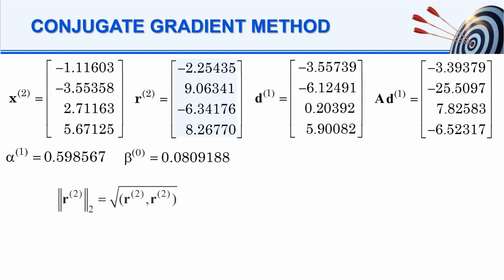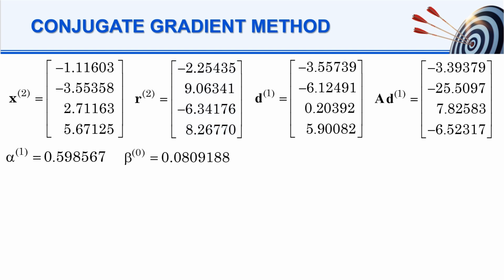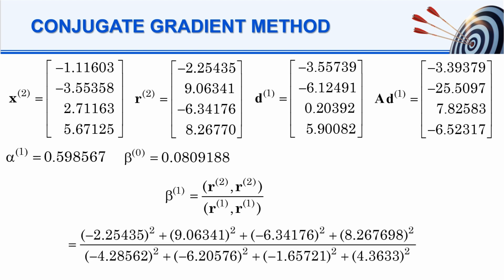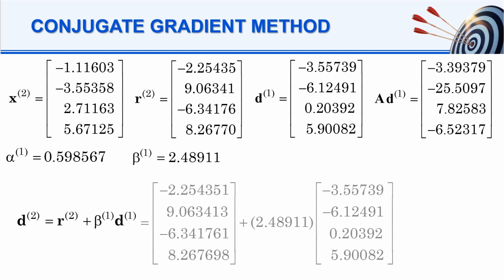Now, we check for the convergence criterion. We determine that the spectral norm of the residual vector is greater than the desired tolerance value, which means that we should continue with the iterations. Before we find a search direction, the direction adjustment factor beta needs to be calculated, which is done as follows. Having R, D, and beta values, we calculate the new search direction.